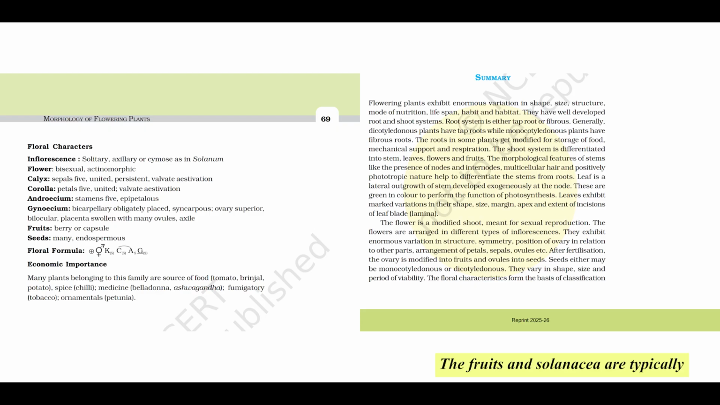The fruits in Solanaceae are typically either a berry, like the fleshy tomato or brinjal, or sometimes a capsule, a dry fruit that splits open, like in datura. The seeds produced are generally numerous within the fruit, and they are endospermous, meaning the mature seed contains endosperm tissue serving as stored food for the embryo.